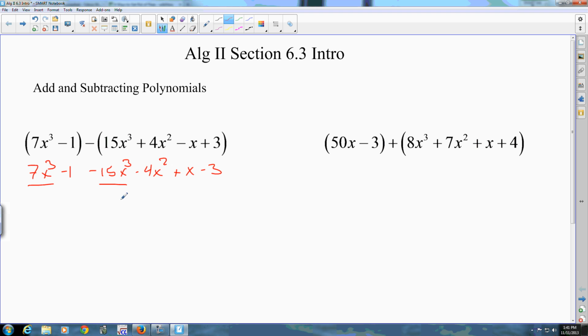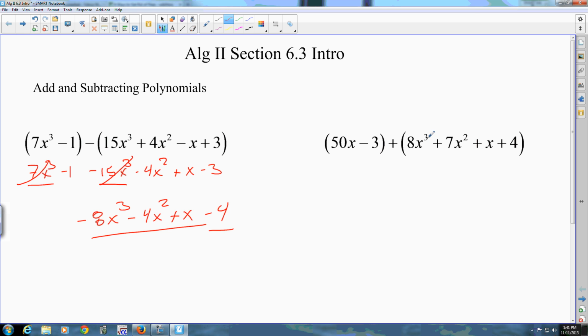7x cubed minus 15x cubed would be minus 8x cubed. Minus 1 minus 3 is minus 4. So you're just going to bring these things along for the ride. There's nothing else to combine them with. And then the minus 1 minus 3 is minus 4. So that would be your whole answer.